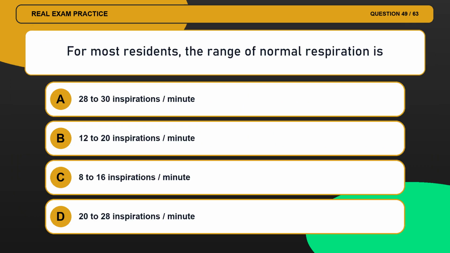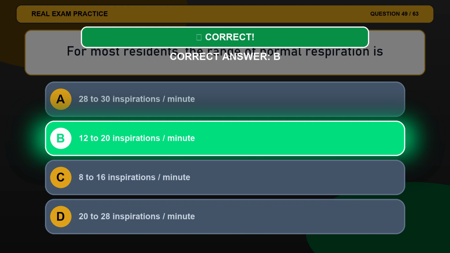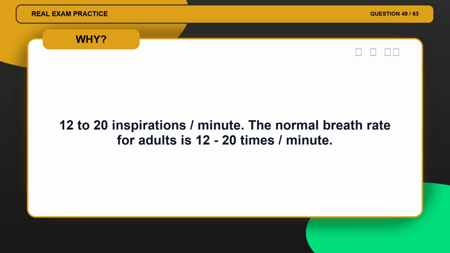Question 49. For most residents, the range of normal respiration is: Option A, 28 to 30 inspiration/minute. Option B, 12 to 20 inspiration/minute. Option C, 8 to 16 inspiration/minute. Option D, 20 to 28 inspiration/minute. The correct answer is option B, 12 to 20 inspiration/minute. The normal breath rate for adults is 12 to 20 times/minute.